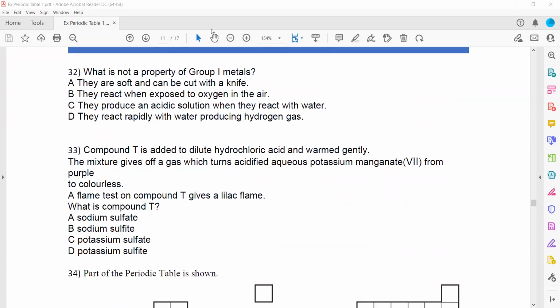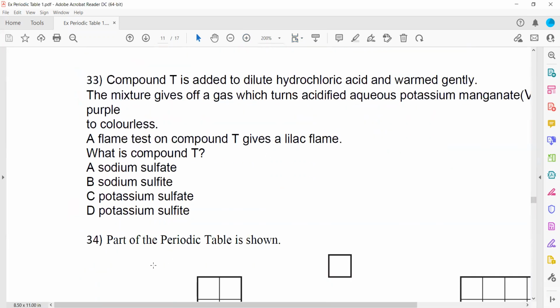Which is not a property of group 1? They are soft. Yeah, that's right. They react with oxygen. That's also correct. They don't form acidic solutions. They form alkaline solutions. So C is not a property of group 1. D is a property of group 1. They react rapidly with water, give off hydrogen gas and make the solution alkaline.